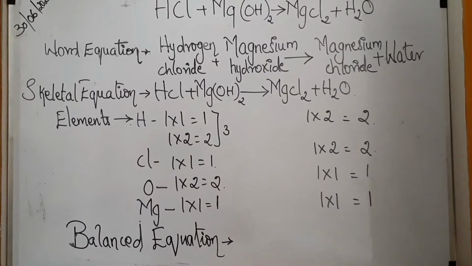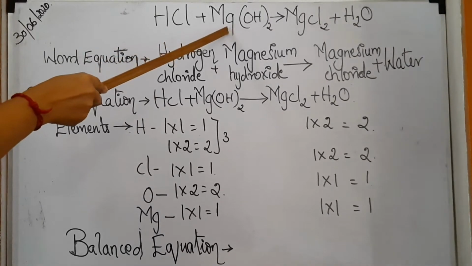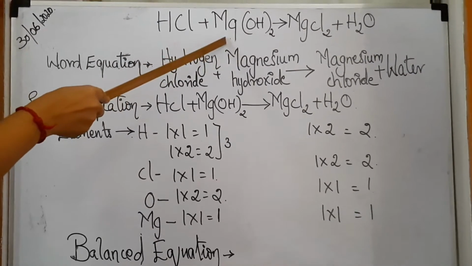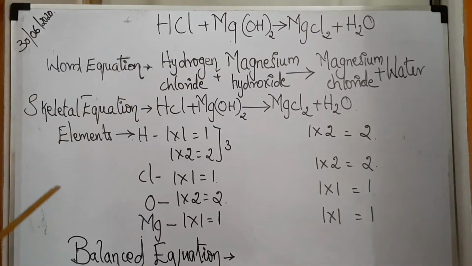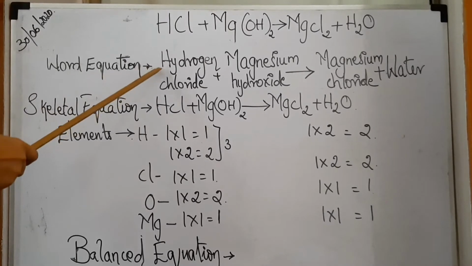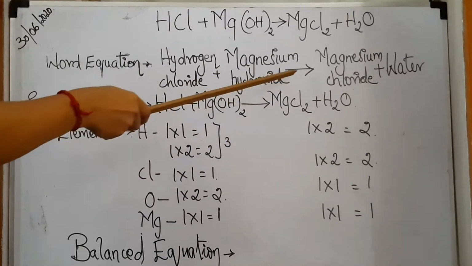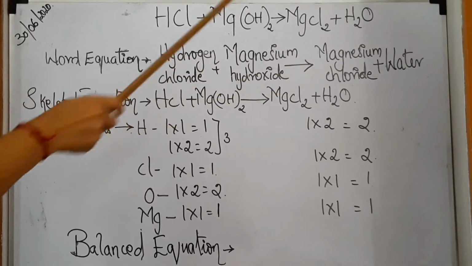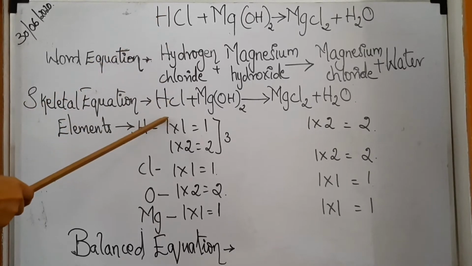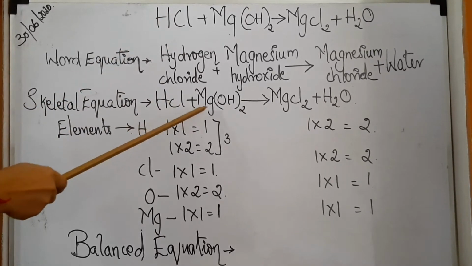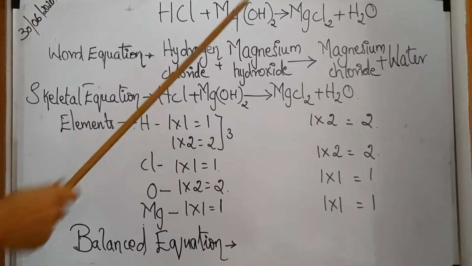Okay, children? Children, the next equation is HCl plus Mg(OH)2 gives MgCl2 plus H2O. The word equation: hydrogen chloride plus magnesium hydroxide gives magnesium chloride plus water. The skeletal equation, it's the same question that you're going to repeat here: HCl plus Mg(OH)2 gives MgCl2 plus H2O.